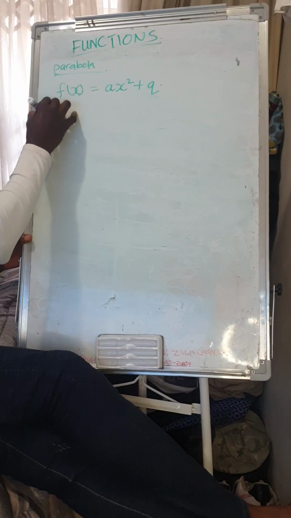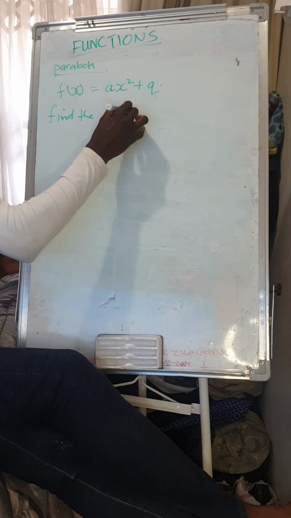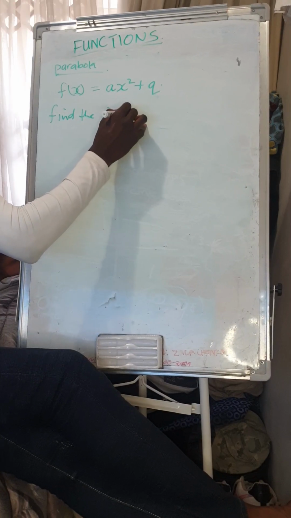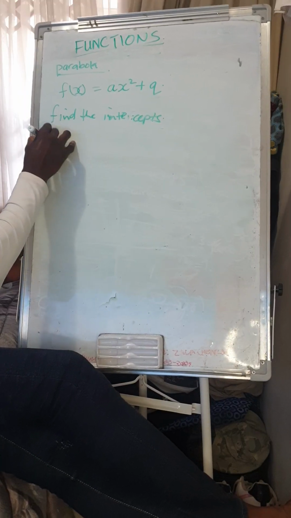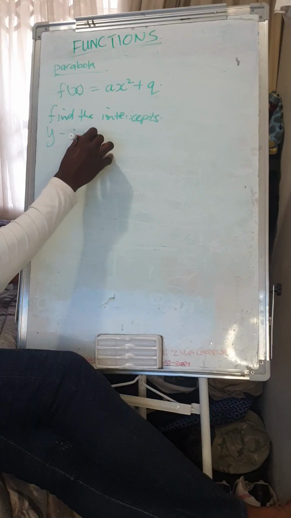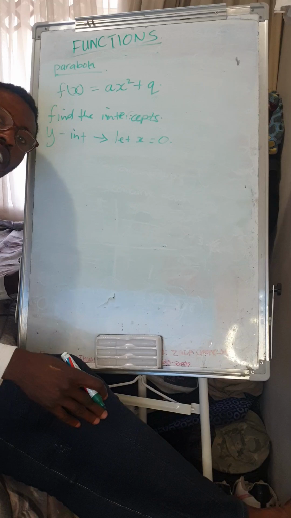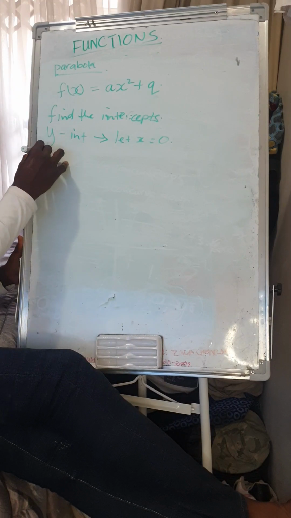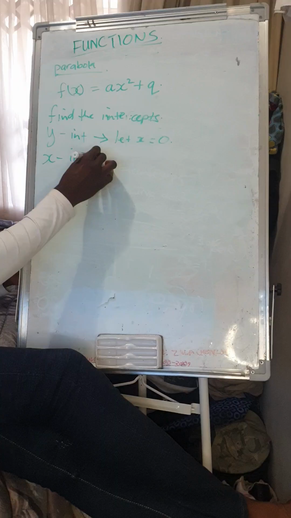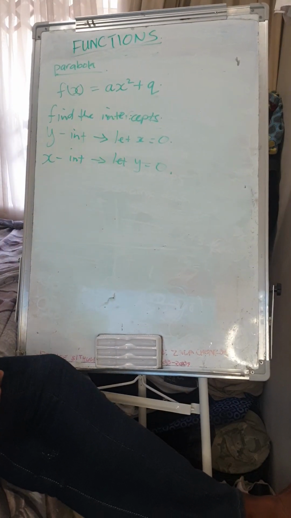All right, find the intercept. The y-intercept: let x equal 0. This is exactly what we did earlier in the linear function. And then for the x-intercept, let y equal 0. That's for your x-intercept.